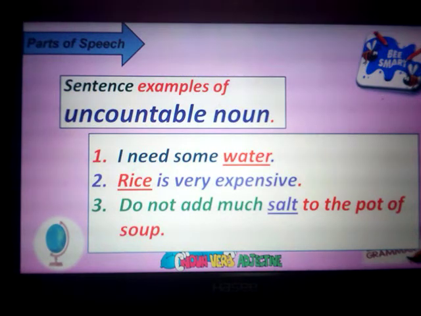Now, sentence examples of uncountable nouns. I need some water. You cannot count water. Rice is very expensive. You cannot count rice. Do not add much salt to the pot of soup. You cannot count salt also. We have several examples. Although these uncountable nouns can be made countable using particles, we're not looking at that today. That will be another time. Okay?